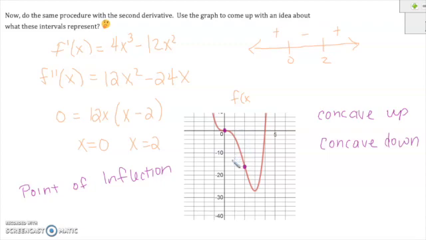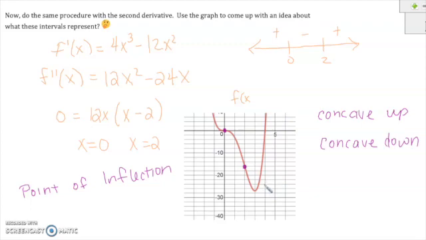If I poured some water on here, is the function going to fill up? No. The water has nowhere to go because this is facing down. It's opening downwards. It's concave down. And then same thing here, from 2 to infinity, we are very clearly concave up. We could fill this up with some water if we had a cup and we poured it in. So that's what concavity is.